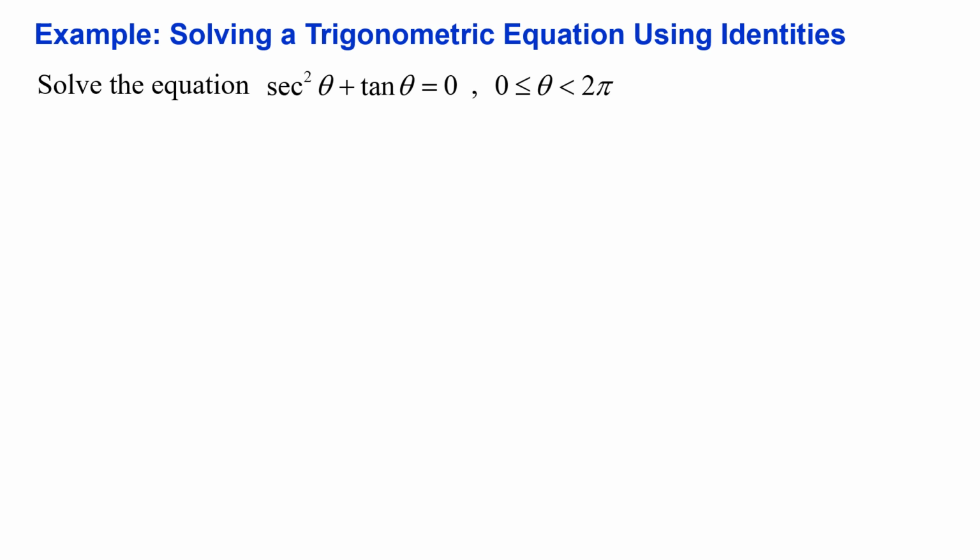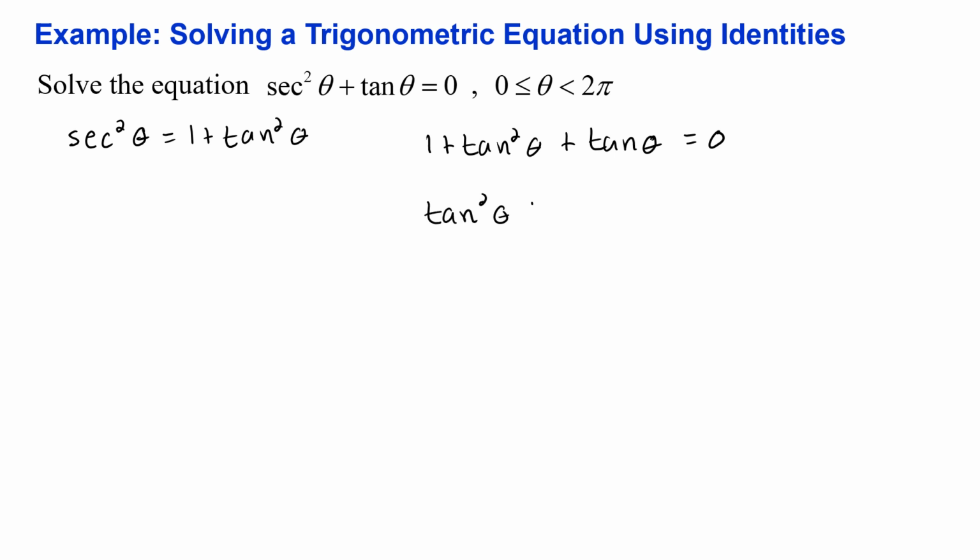Now from the Pythagorean identities, we know that secant squared of theta equals 1 plus tangent squared of theta. So replacing the secant squared theta term in our equation, we get an equivalent equation of 1 plus tangent squared theta plus tangent theta equals 0. And reorganizing terms and decreasing exponents, we have tangent squared theta plus tangent theta plus 1 equals 0. Now this equation is quadratic in form, like x squared plus x plus 1 equals 0 for x equal tangent of theta.